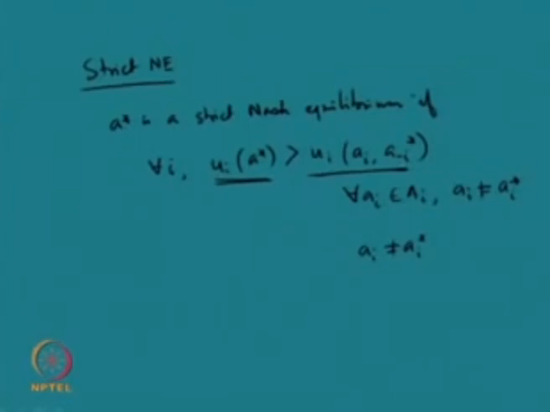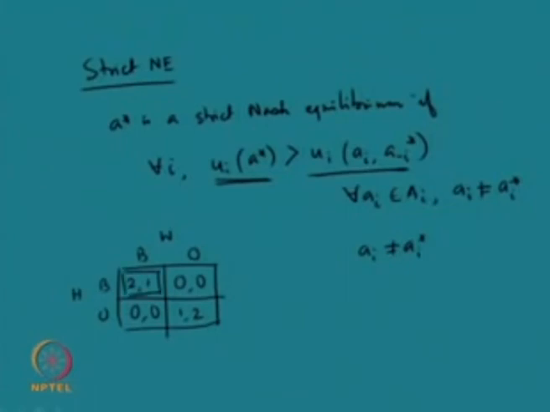This means that in a strict Nash equilibrium, the players are getting payoffs which are best for them given what the other players are doing. If they do something else, they are strictly worse off. What are the examples? Most of the examples that we have gone through are in fact examples of strict Nash equilibrium. Let me just repeat one such example, which is the battle of sexes example. If you remember, this was the structure of the game.